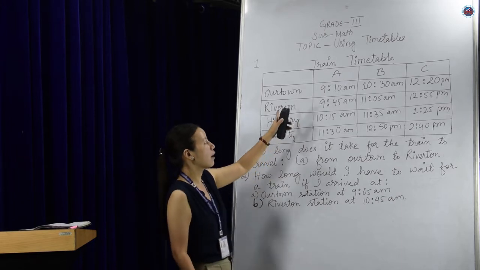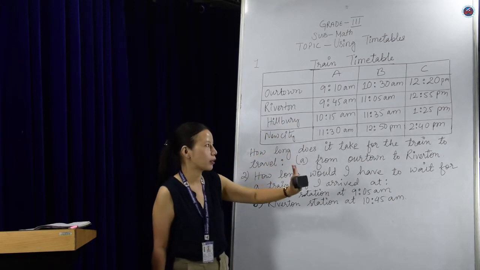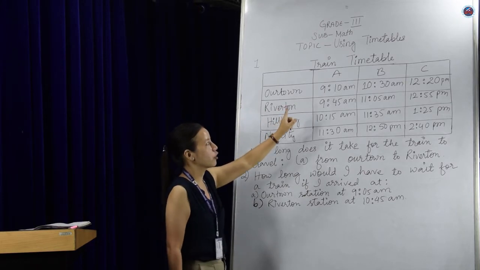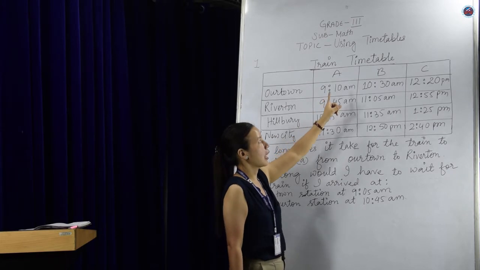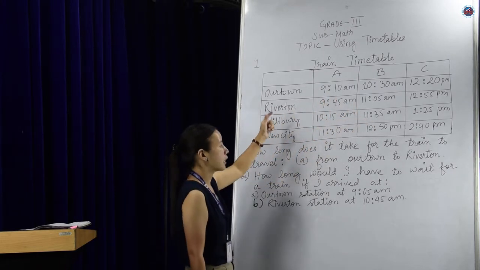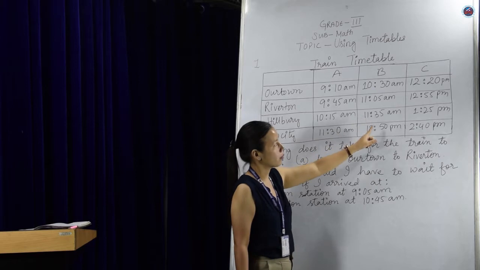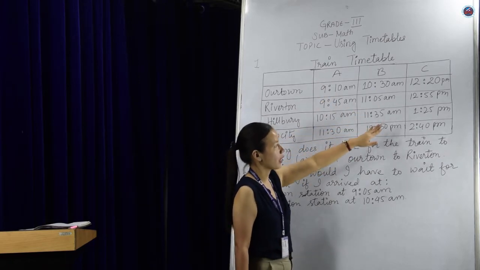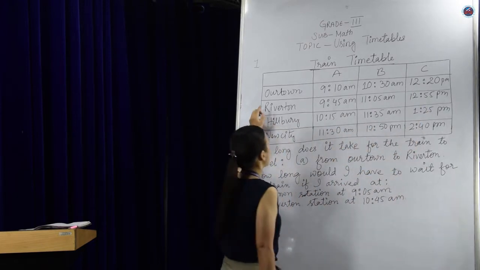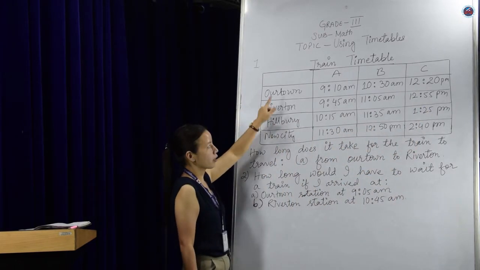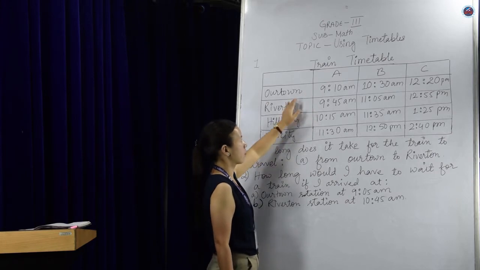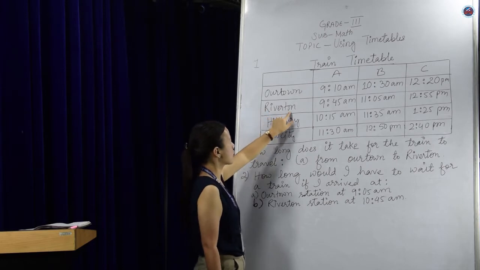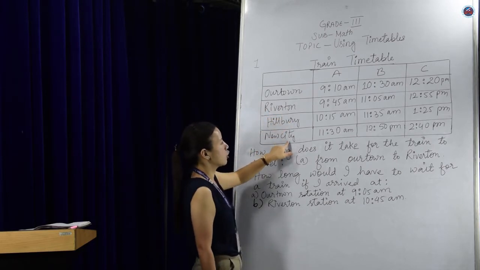Now here we're going to have a look at the train timetable. These are the names of the stations where trains A, B, and C will stop and depart. We have three columns here, so that means we have three trains: train A, train B, and train C. And these are the places where the trains are going to depart and arrive. The first station is Our Town, then Riverton, then Ilbury, and then New City.